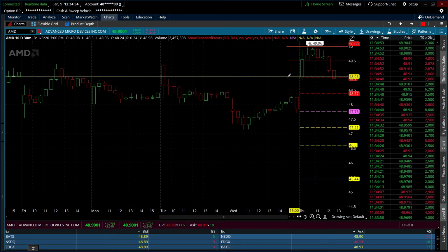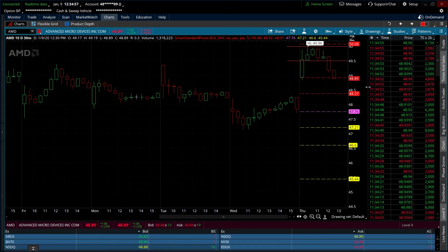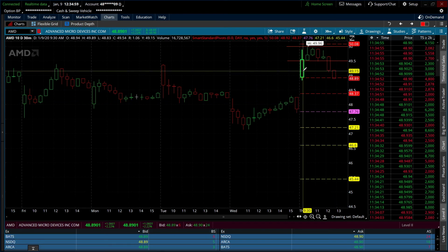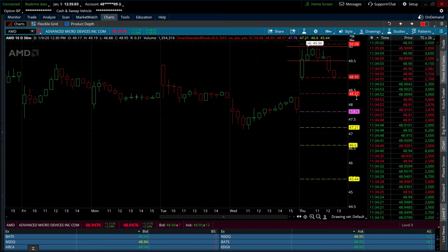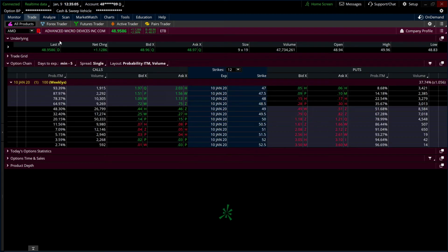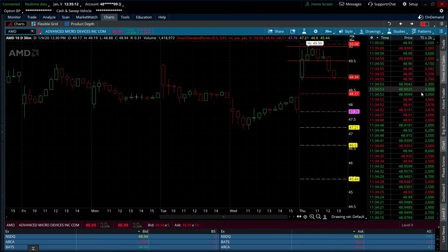Once it breaks this area, that 48.93, it broke through. Okay, now we're looking at the low. The low's 48.83. Again, look at your bid and ask. It's about at level right there. We got some buyers stepping in here. Look at your time and sales.